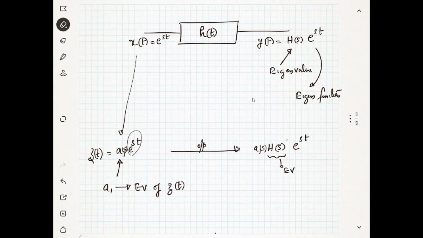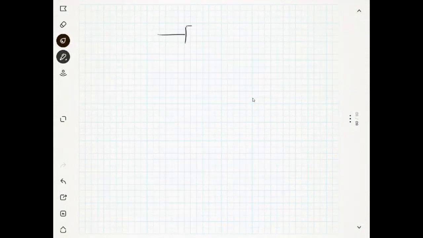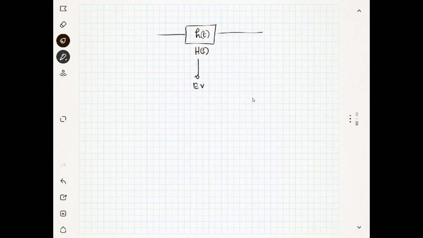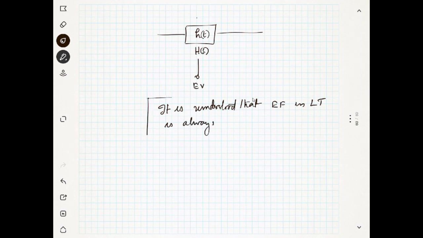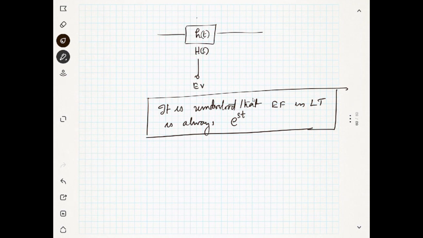I will use the next page, that's better. Now you have h of t, which is having the Laplace transform h of s. H of s is nothing but the eigenvalue of this system, and it is understood that the eigenfunction in Laplace transform is always e power st.